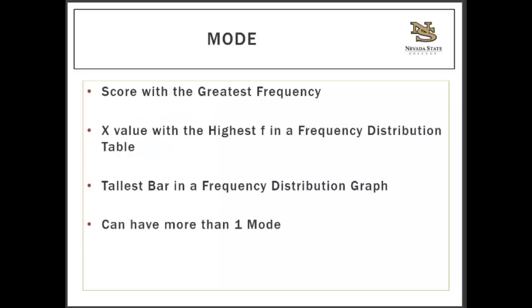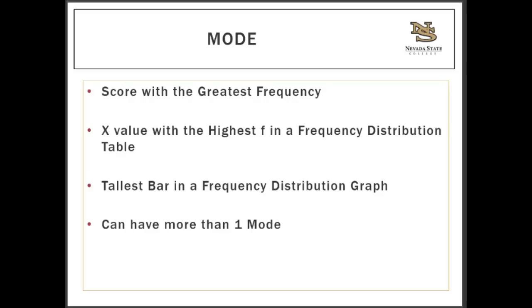Okay, so now let's move on to the mode. Now the mode is probably the least complicated measure of central tendency because you simply look for the score or scores that occur the most often or that have the greatest frequency. So there's a couple of ways that you can look for this. You can look for the x value with the highest value for f, so the highest frequency in the frequency distribution. You could also look for the tallest bar in a frequency distribution graph. And the tallest bar corresponds to the value with the highest frequency.